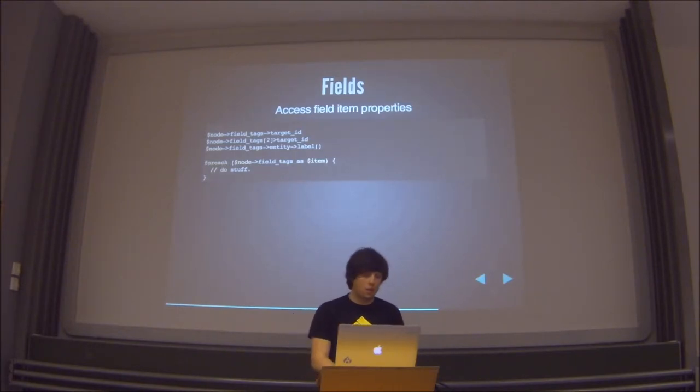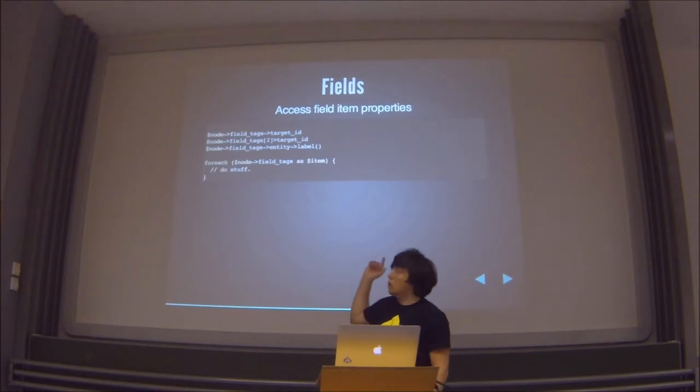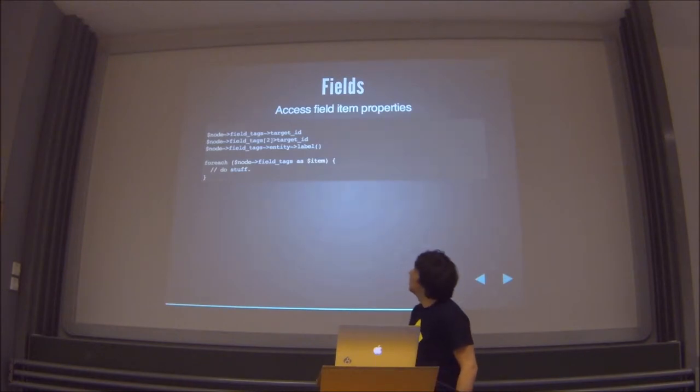And we have computed entity properties. So you can call field tags entity, and you get the loaded taxonomy term directly from the field without manually loading the referenced entity. And then, of course, you can chain it together, just call label on it, and then you get the taxonomy term label. Yes? So the first one, is that actually field tags square bracket zero?